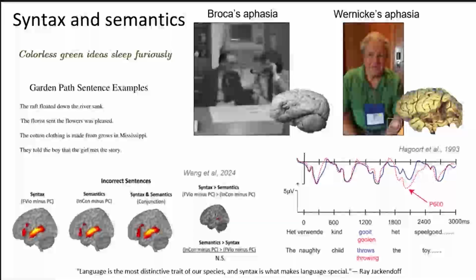Anyway, the P600 component is an ERP component that its amplitude is larger when you have a syntactic violation. Okay, but only when you have a syntactic violation. It occurs about 600 milliseconds after the violation occurs, and it shows something about syntactic processing, which is distinct from semantic processing, okay? So it's another way to think about modularity, connectionism in the brain, in syntax and semantics.